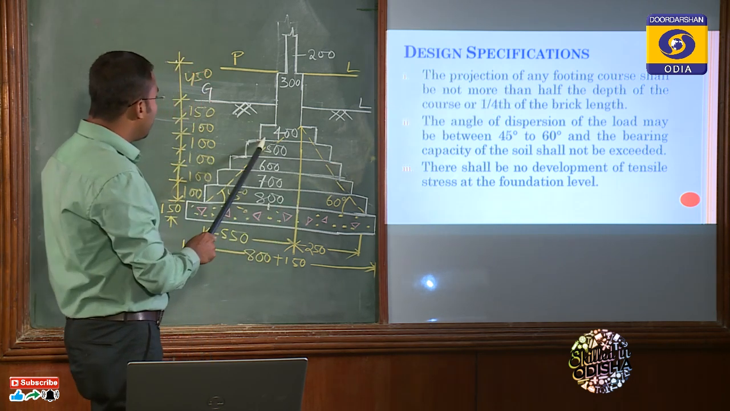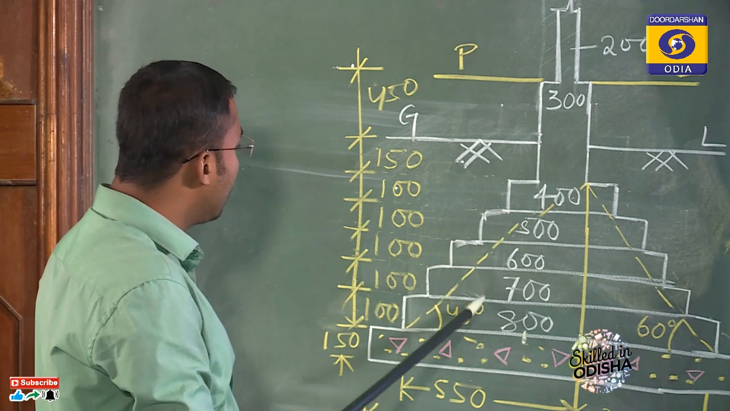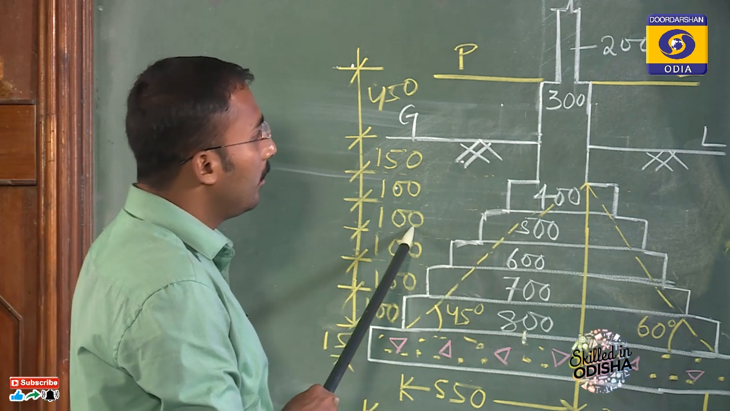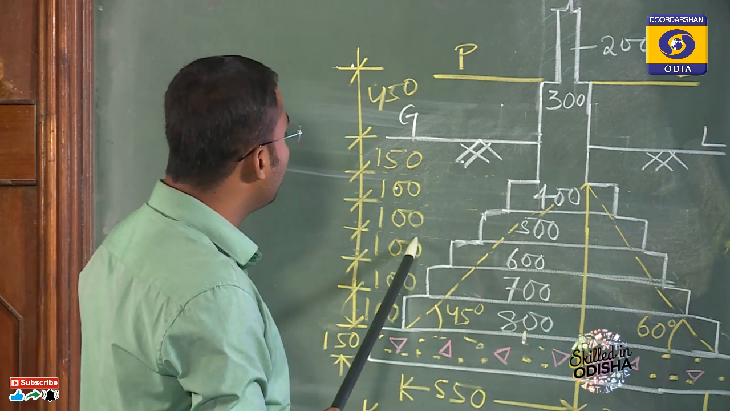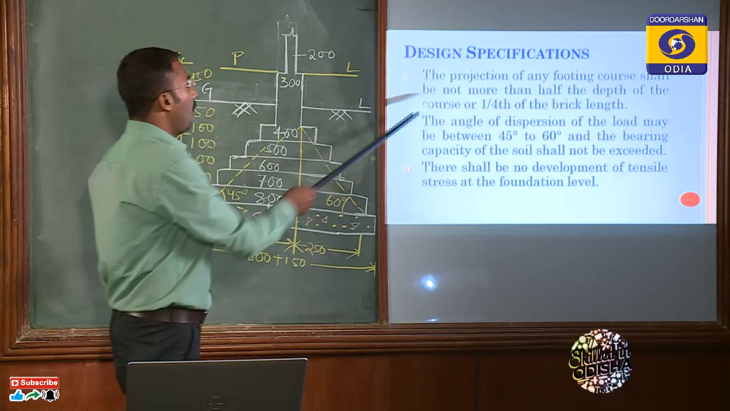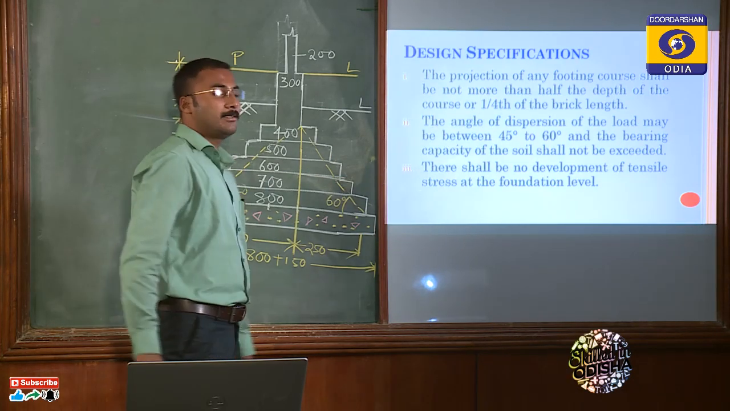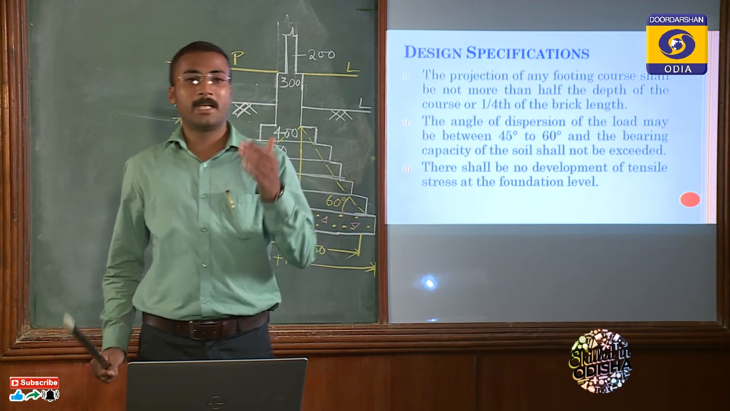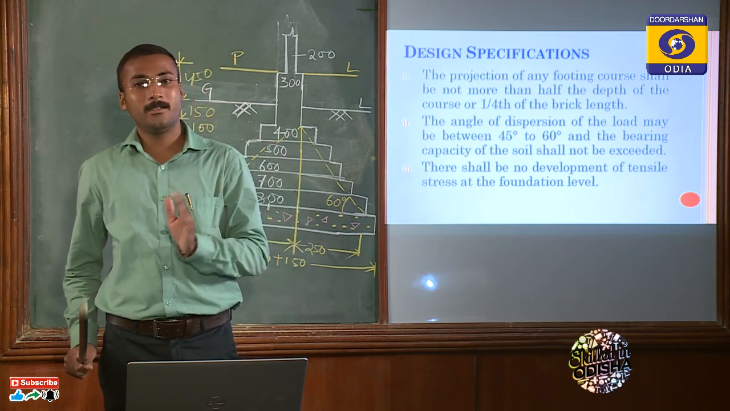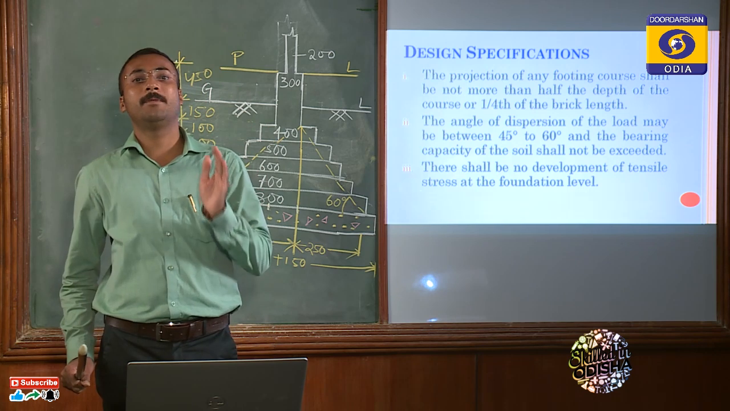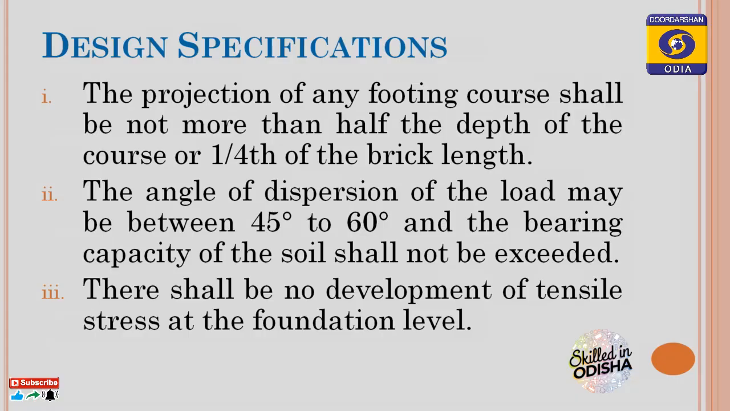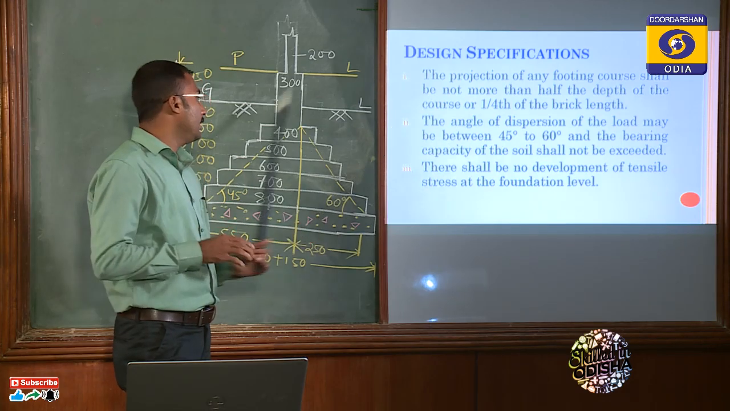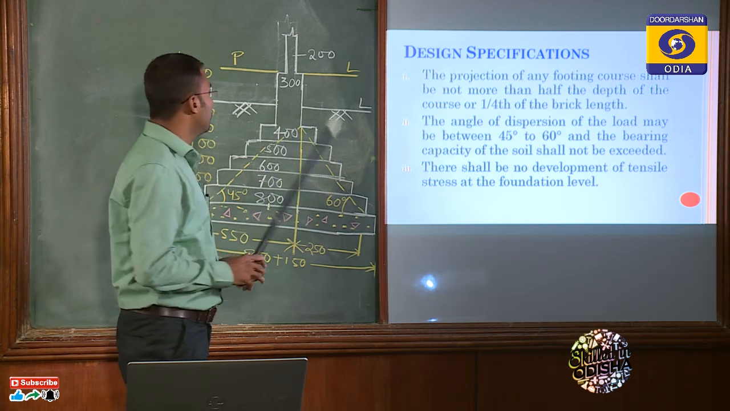So here the depth of each course is 100 millimeter, and the projection should not be more than half of the course, meaning 50 millimeter, or 1/4 of the brick length. If the brick size is 20 into 10 into 10, 1/4 of the brick size will be 50 millimeter. So as per the codal provision, the projection of each footing course will be 50 millimeter in this case.